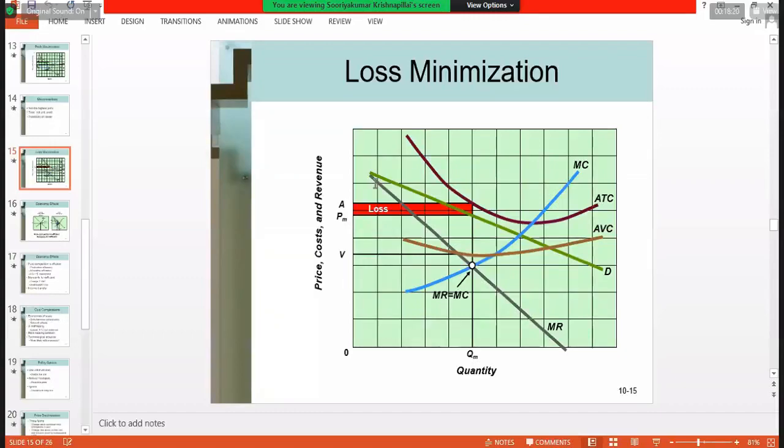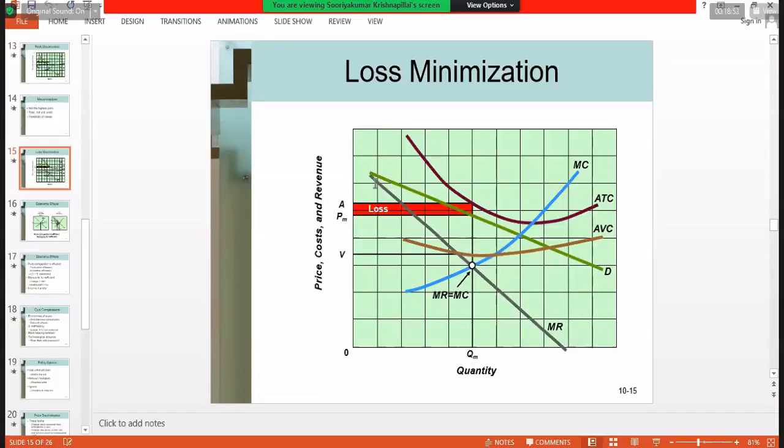At that output QM bought by the consumer, the price should be PM. So the total revenue is PM times QM. But when he produces QM, the average total cost is greater than the price. So then the monopoly may get a loss.